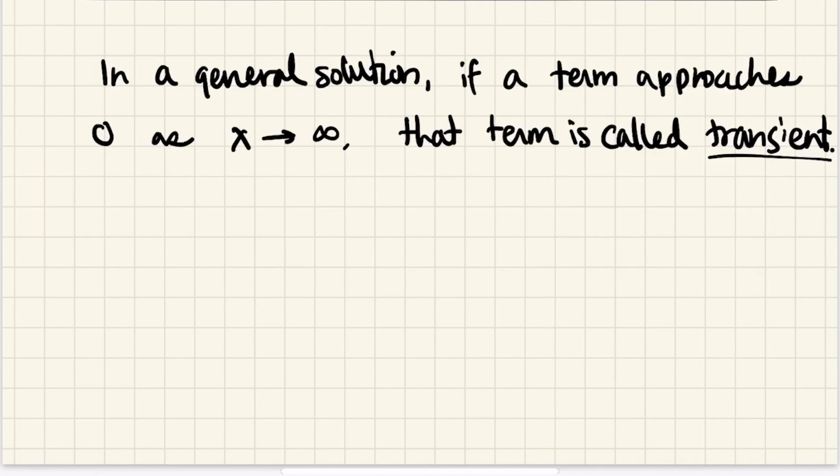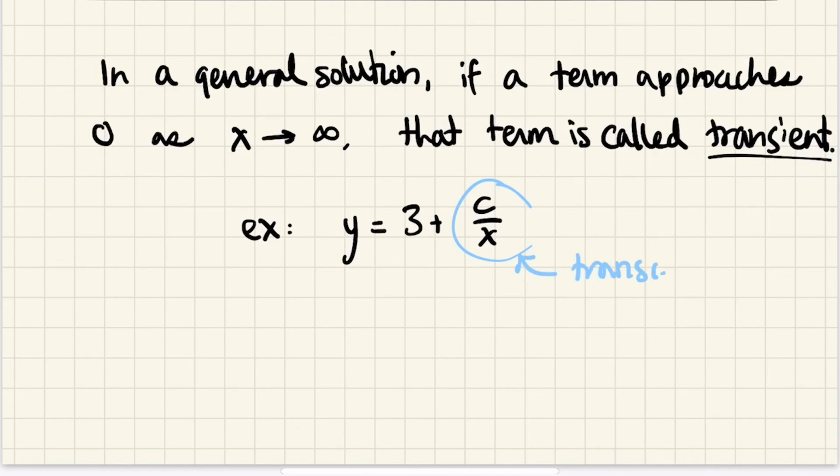So for example, in the solution y equals 3 plus c over x, which we just obtained, c over x is a transient term. Okay, which means that as x approaches infinity, c over x approaches 0. So the long-term behavior of the entire family of solutions is the horizontal asymptote y equals 3.